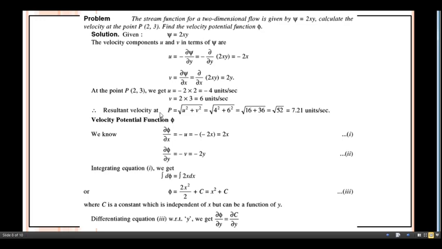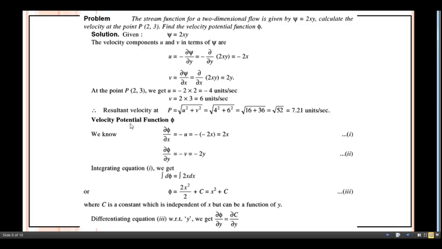So resultant velocity at P is nothing but the square root of u square plus v square. What about the u? 4. What about the v? 6 with us. Substitute here, do the calculation. We can get the value for the resultant velocity at point P as 7.21 units per second.